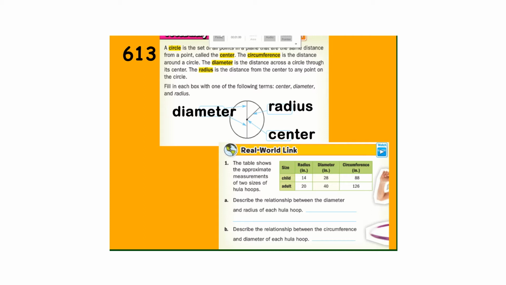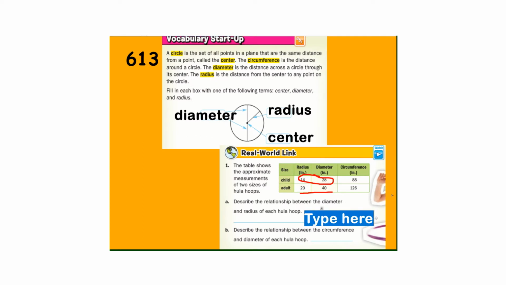Then move down to number 1. This table shows the measurements of 2 hula hoops, the child size and the adult size. Describe the relationship between the diameter and the radius of each hula hoop. So the diameter and the radius of the child's, and then look at the adults, and what do you notice? It's double, right? The diameter is double the radius.